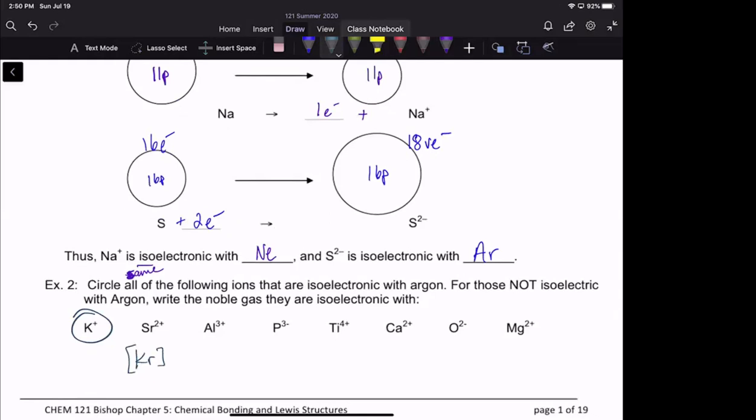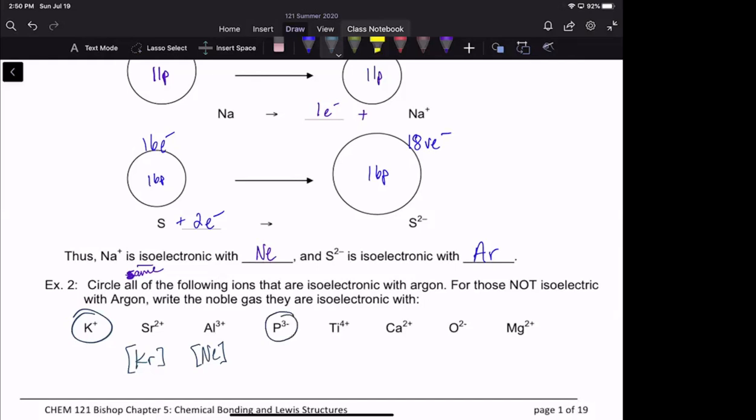All right, aluminum is in n equals 3 and group 3, it loses all of its valence electrons, so it becomes isoelectronic with neon. Phosphorus is also in row 3. It's going to gain 3 electrons to take on that negative charge, so it becomes isoelectronic with argon.